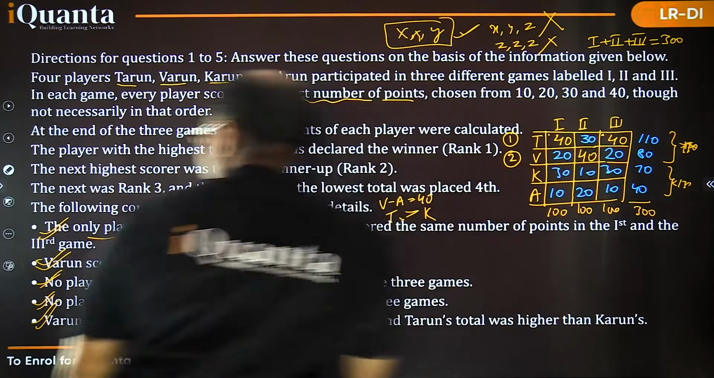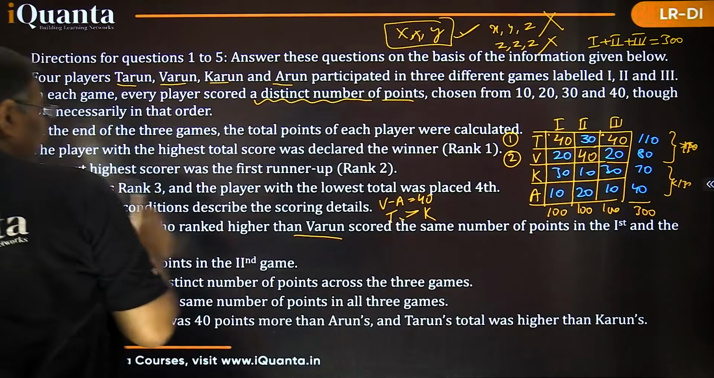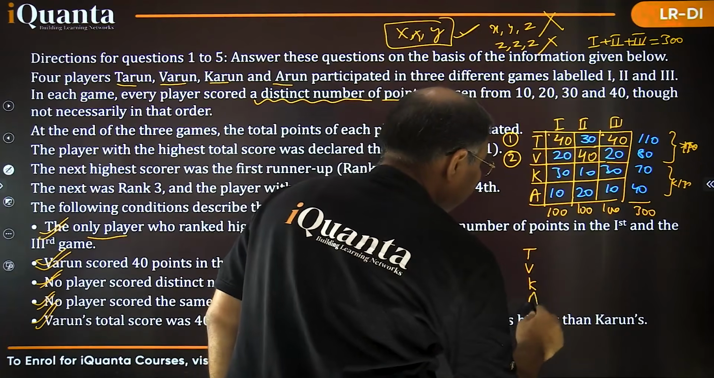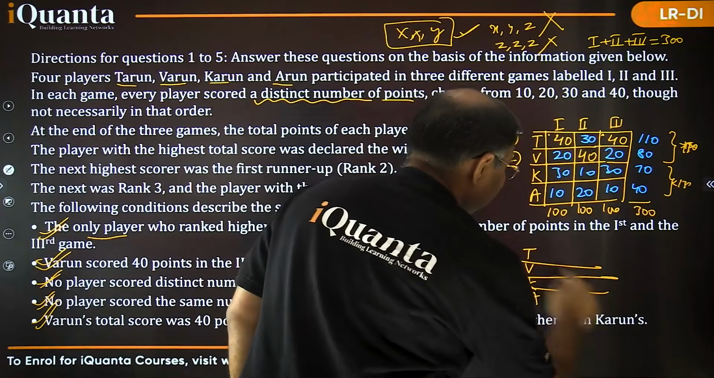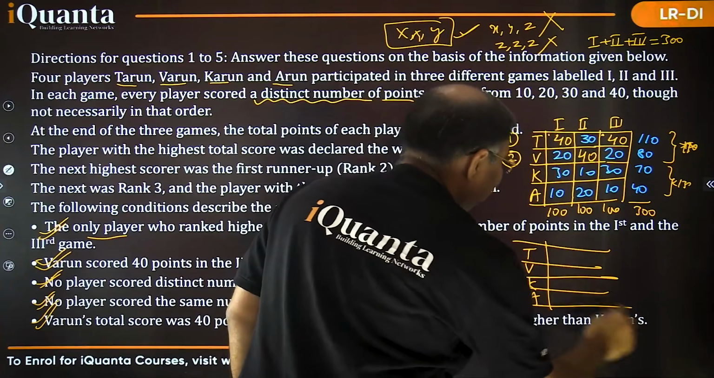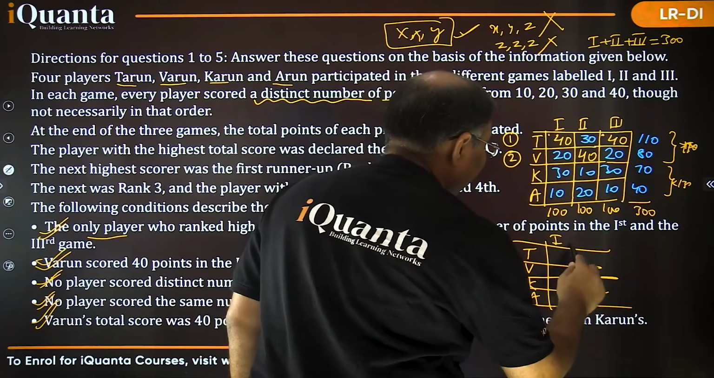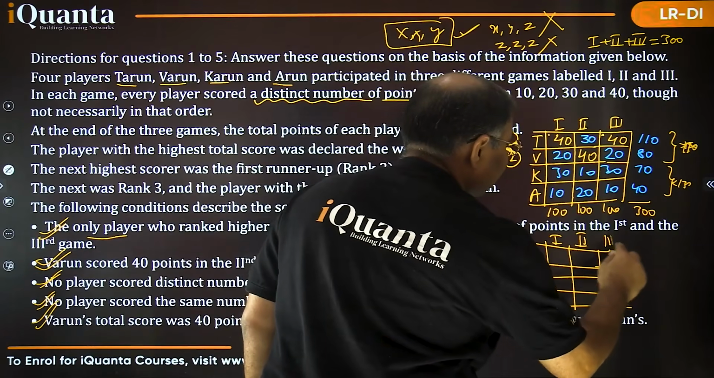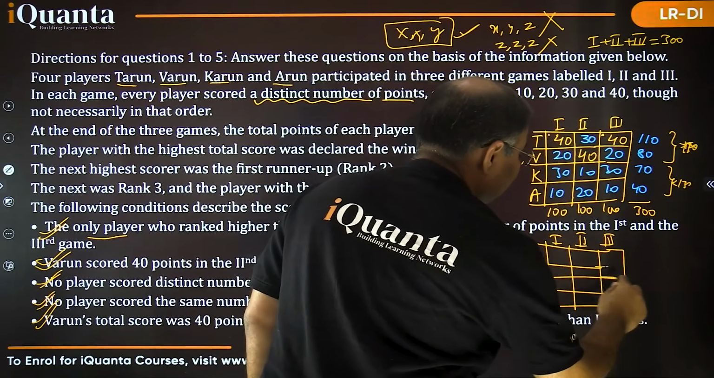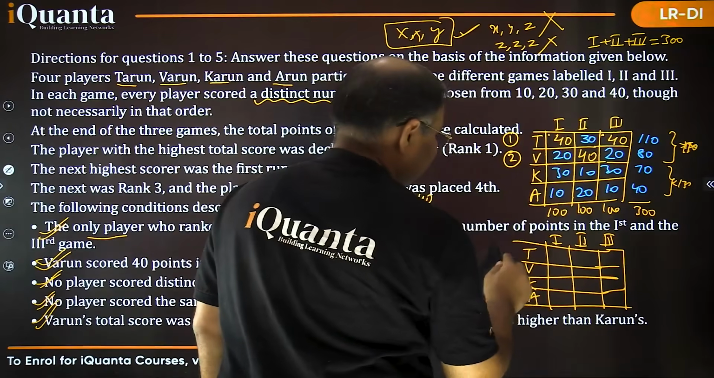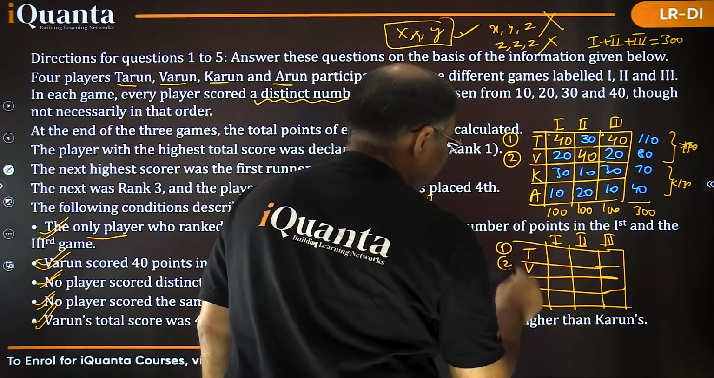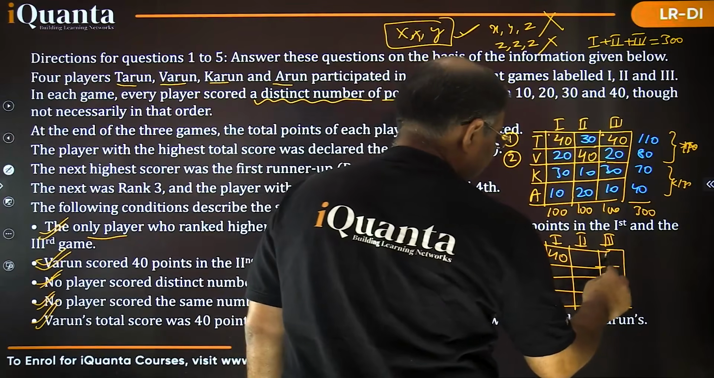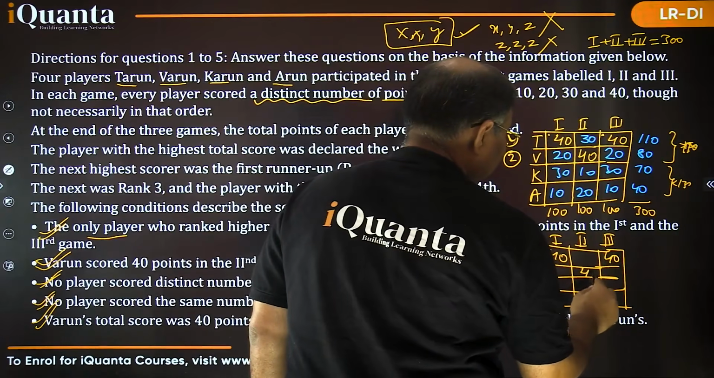I'm writing it here. The values which we had identified exactly, so let me put that. So game 1, game 2, and game 3. And this is rank 1, rank 2 that already has been identified. This is 40 here, this is 40 here, and this is 40 that has already been identified, right?